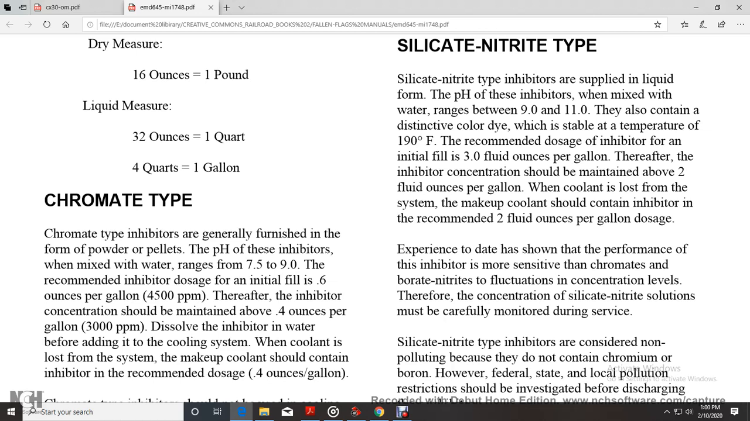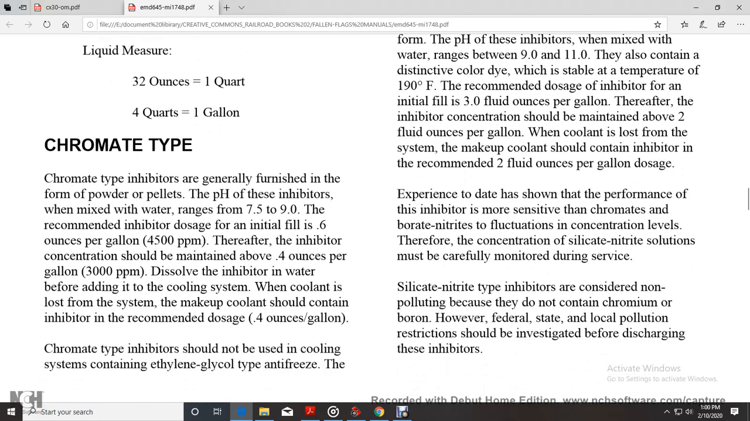Thereafter, the inhibitor concentration should remain above 2 fluid ounces per gallon. If coolant is lost from the system, the makeup coolant should contain inhibitor at the recommended dosage of 2 fluid ounces per gallon. Experience to date shows the performance of this inhibitor is more sensitive than the chromates and borate nitrates to fluctuations in concentration level, so silicate nitrate solutions must be carefully monitored during service.